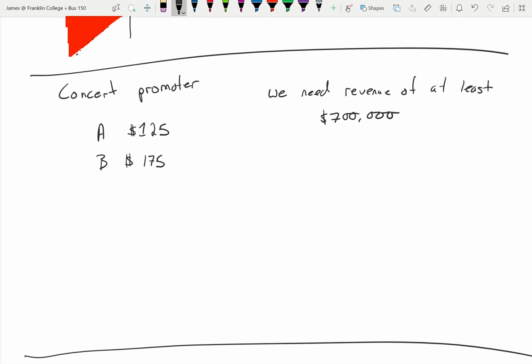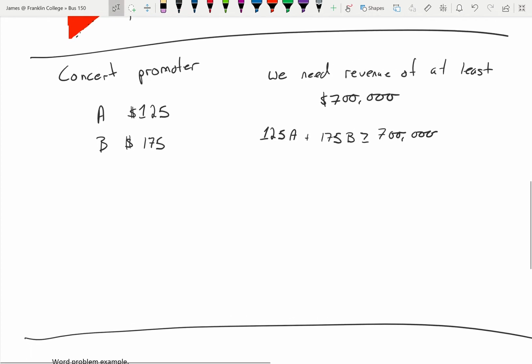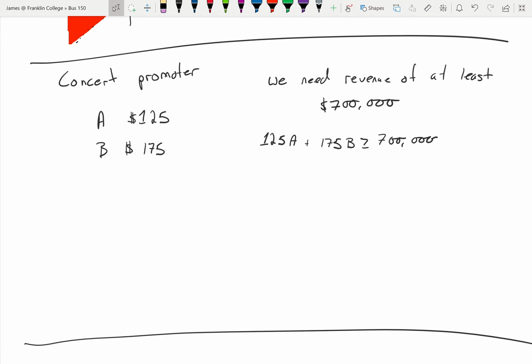So we're going to have 125 times the number of A tickets that we sell, plus 175 times the number of B tickets that we sell, and it has to at least be $700,000. So it's going to have to be greater than or equal to $700,000. So that is our linear inequality. Now we're going to be asked to graph that.